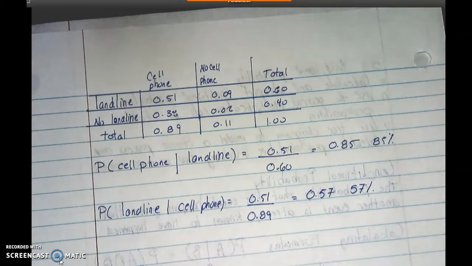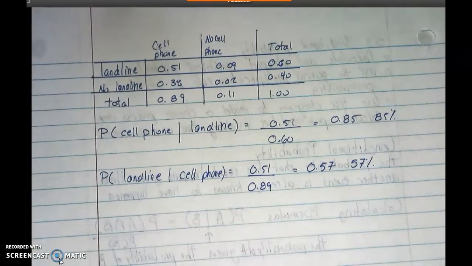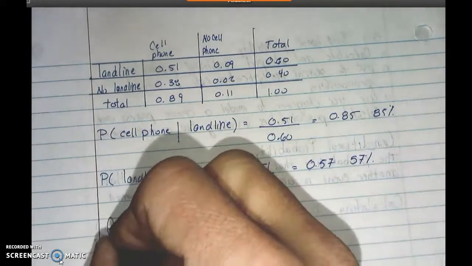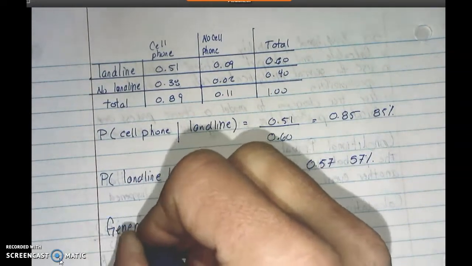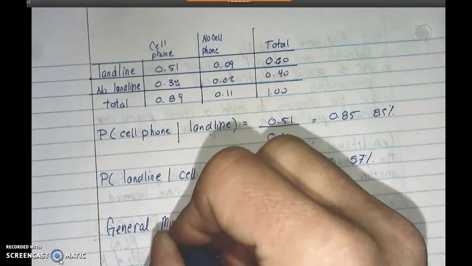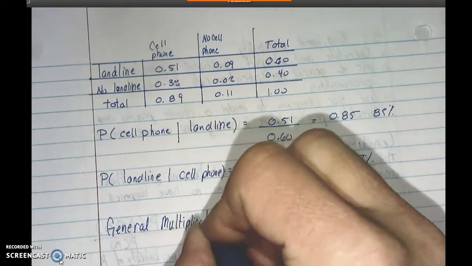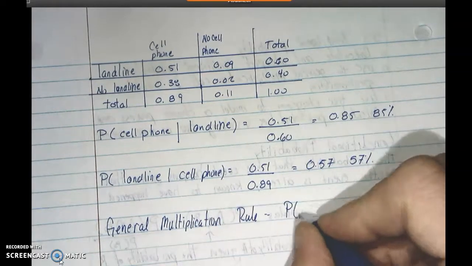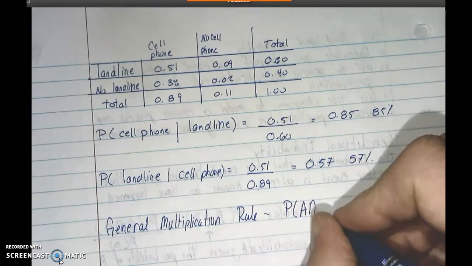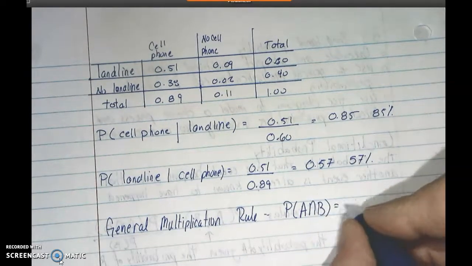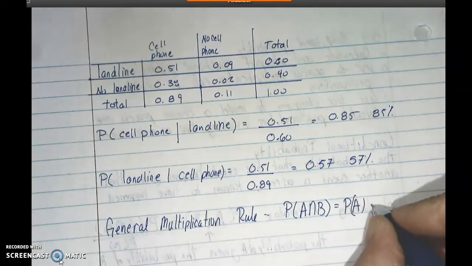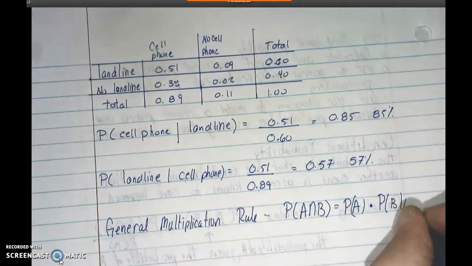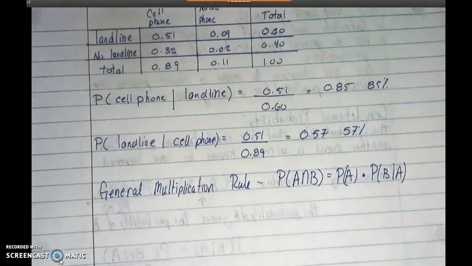All right, so what we have here is, I'm going to pause it again and write it out. We're going to talk about our general multiplication rule. And what that looks like is the probability of A and B is equal to the probability of A times the probability of B given A. Okay, so I'm going to pause it so I can write out the definition.